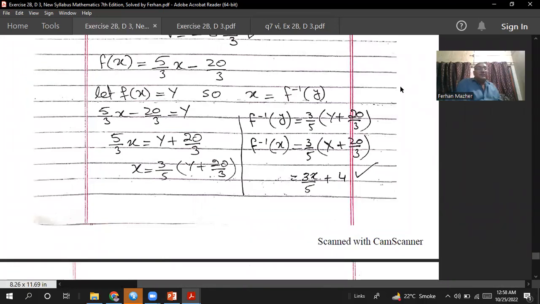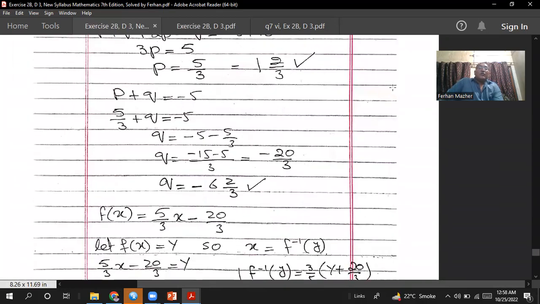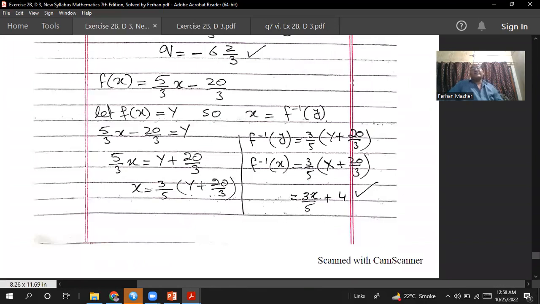Okay, so f of x is equal to, I know the values of p and q now. So I can write here f of x is equal to 5x by 3 minus 20 by 3. So let f of x equal y, so x will be equal to f inverse of y. So 5x by 3 minus 20 by 3 is equal to y. So 5x by 3 equals y plus 20 by 3. So x will be equal to 3 by 5 bracket y plus 20 by 3 bracket close.